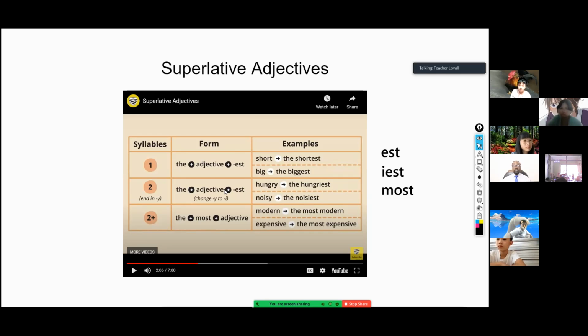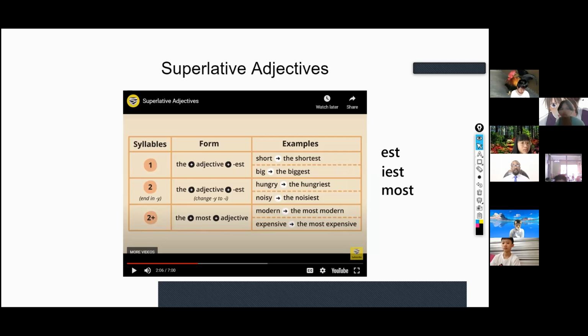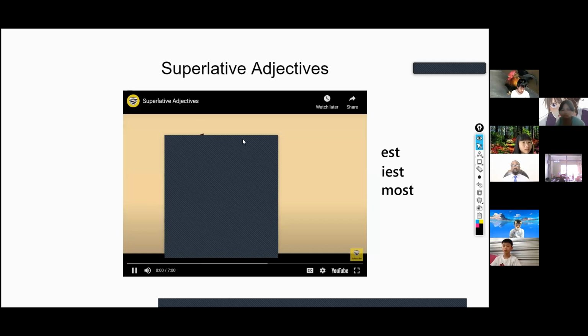Thank you so much. Okay, so it's similar because if it has one syllable, instead of adding ER, we add EST. So shortest, biggest. Okay, with biggest, we add a G. If it has two syllables and it ends with the Y, we change the Y to an I and we add EST. Like we did with the comparative, we change the Y to an I and add ER. So it's very similar. And of course, if it has two or more syllables, we can add the word most instead of more, okay? So I want you guys to remember that. Sure. And let's keep going.